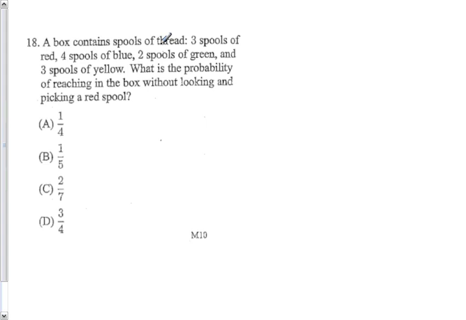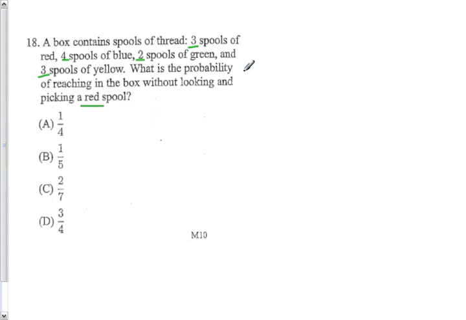A box of spools of thread contain, we'll underline 3 spools of red, 4 of blue, 2 spools of green, and 3 spools of yellow. What is the probability of reaching into the box without looking and picking a red spool?